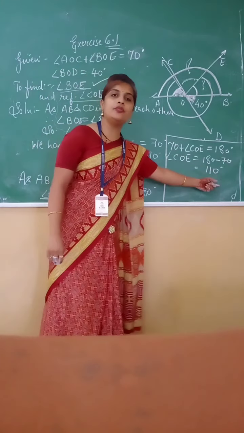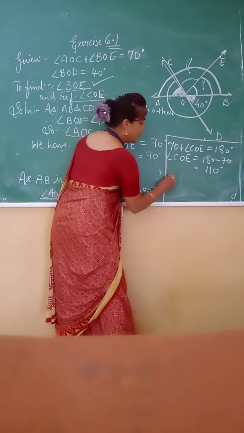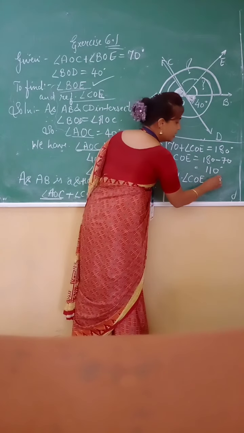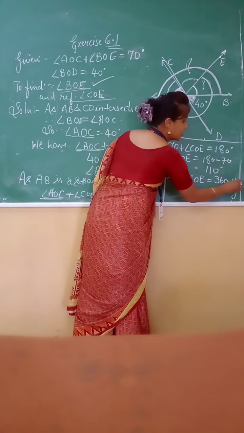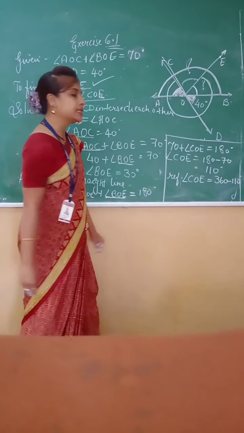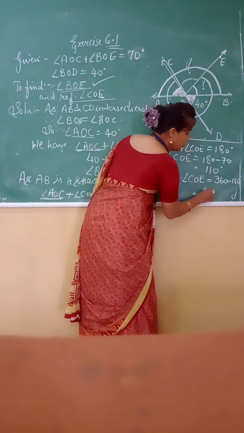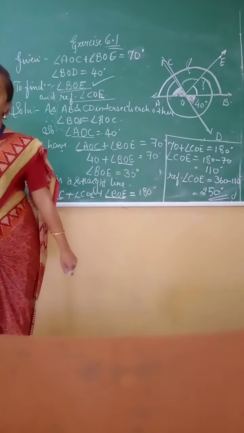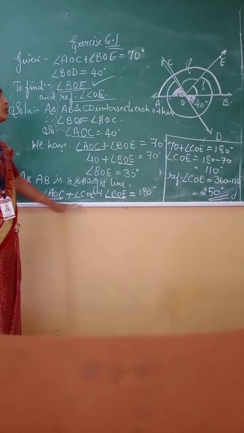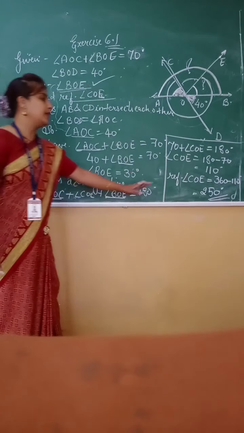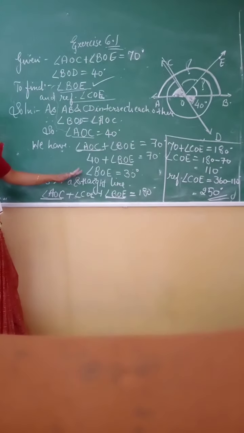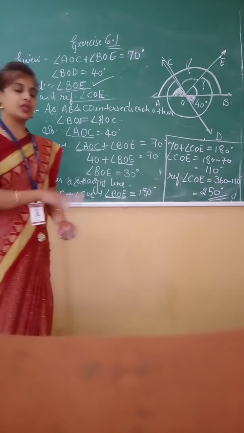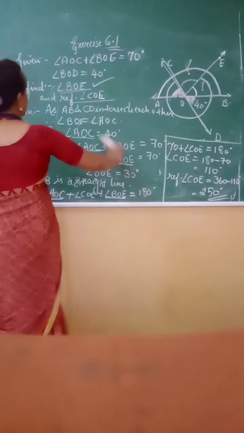और अगर COE 110 degrees है, then what is the reflex of COE? It is 360 minus 110. And 360 minus 110 is 250 degrees. This is the value of the measurement of reflex angle COE and the measure of angle BOE. Clear this question? Now let us see question number 2.